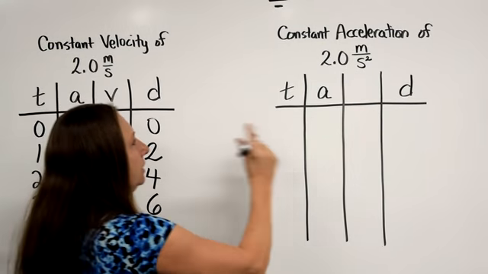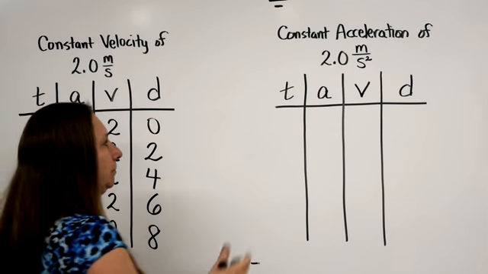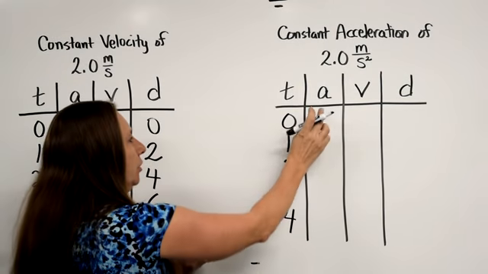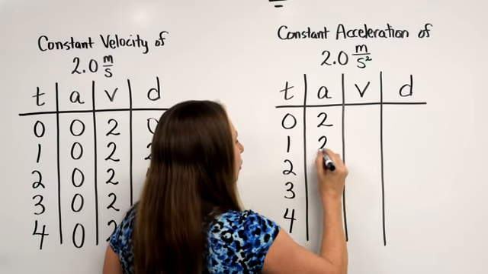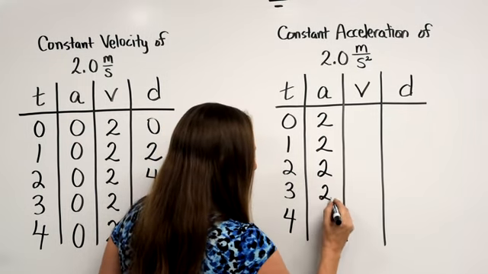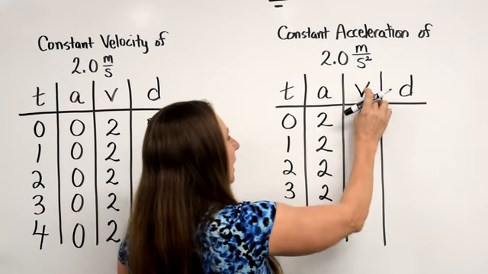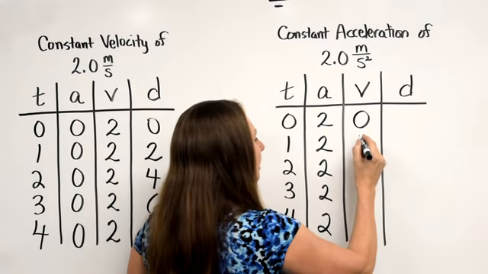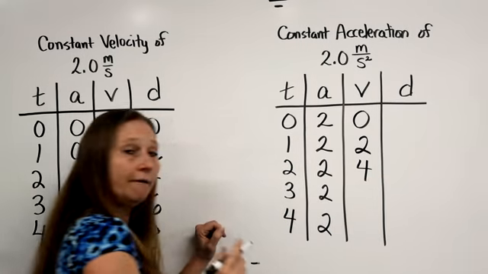So let's see how that pans out over here. Time, acceleration, velocity, displacement. Your time again, 0, 1, 2, 3, 4. Your acceleration is a constant 2 meters per second squared. It's a constant acceleration. Your acceleration stays at 2, at 2, at 2. A couple different ways to write the number 2, that's okay. Now, your velocity, let's say, is initially 0. After 1 second, your velocity is now 2. After 2 seconds, your velocity is now 4.